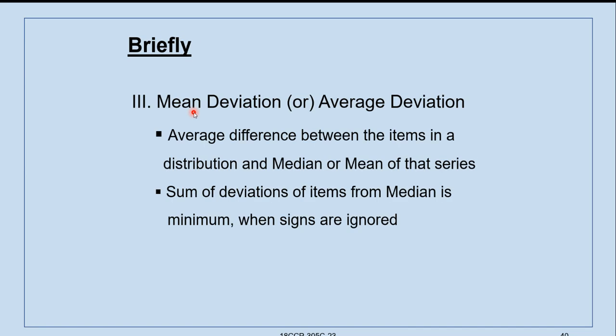Mean deviation, or average deviation, that is also called. Here we will use arithmetic mean or median. It is the average difference between the items in a distribution, and the median or mean of that series is used. The sum of deviations of items, as I said, deviations we have taken from the arithmetic mean. Same, like that we will take here. From the median it is minimum when signs are ignored. Signs means plus, minus, positive, negative signs are ignored here.